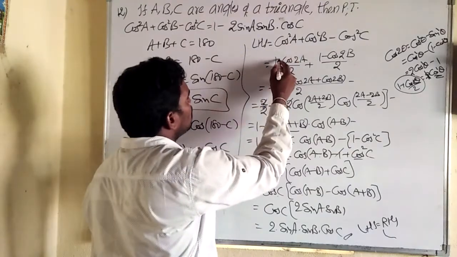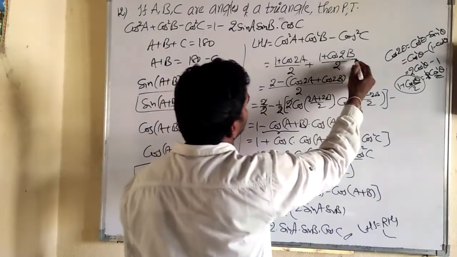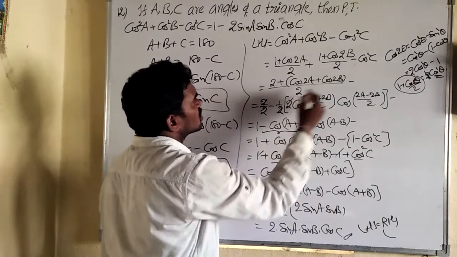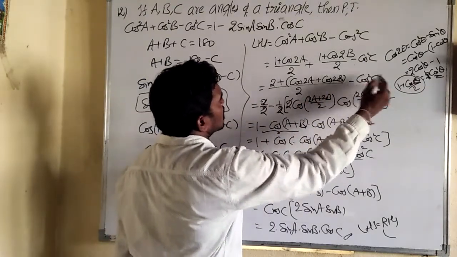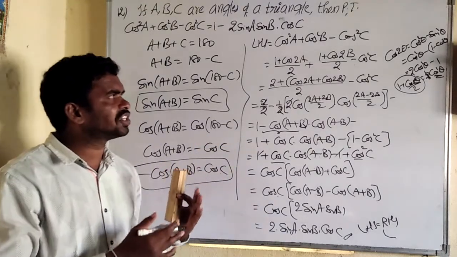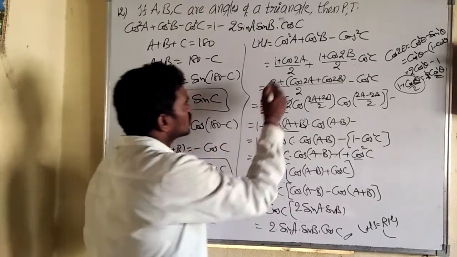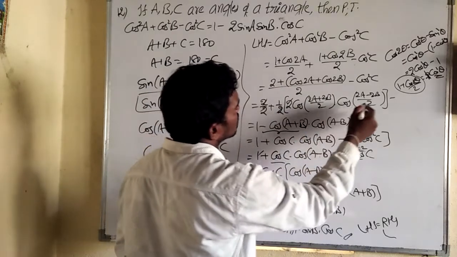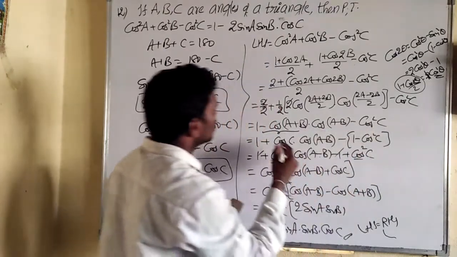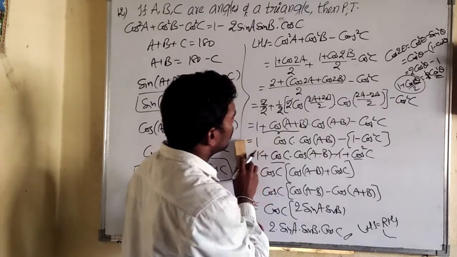So cos square a means (1 plus cos 2a) by 2. Cos square b means (1 plus cos 2b) by 2. Minus cos square c, keep as it is. Then all terms have plus. So plus, and here minus cos square c. I am just modifying the previous answer because my intention here is that the 11th question and 12th question are the same type of questions. So cos c plus cos d formula, 2 cos, and minus cos square c keep as it is.